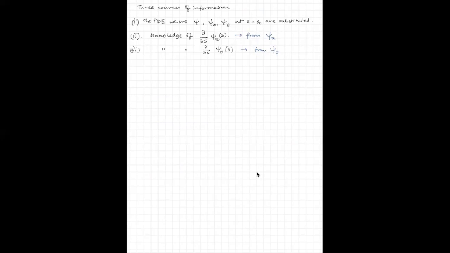So the first one is essentially a of xy psi xx plus twice b of xy psi xy plus c of xy psi yy. This is equal to d of psi x, psi y, psi. This is a known quantity.